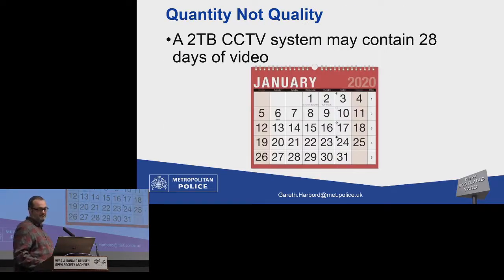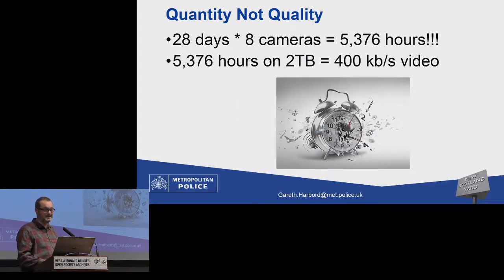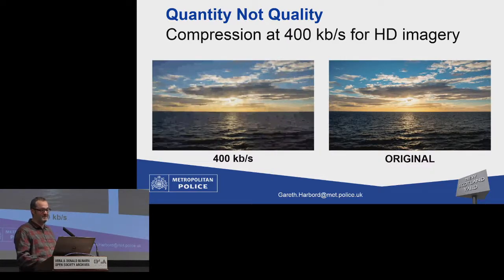So a bit about the amount we're dealing with as well. A lot of vendors try and go for this mystical 28 days of video. So average 2 terabyte disk in a system, recording for 28 days. Let's say it's an 8-camera system. So we're dealing with about 5,000 hours of video on a single disk, and you're probably dealing with 400 kilobyte video, which is not great.